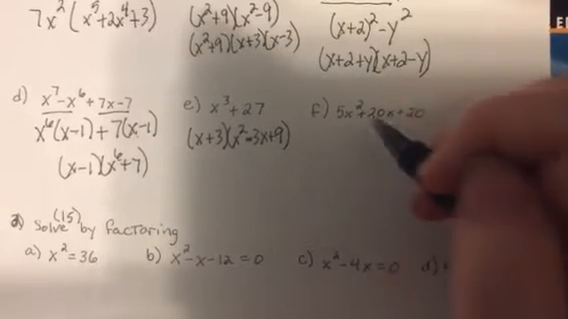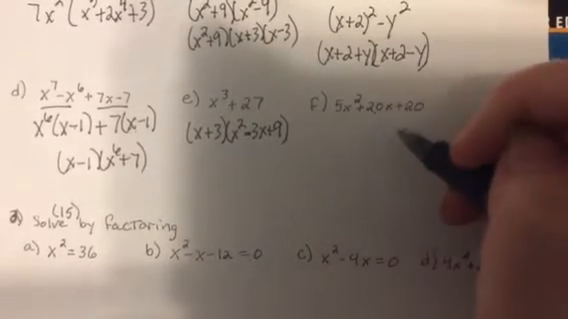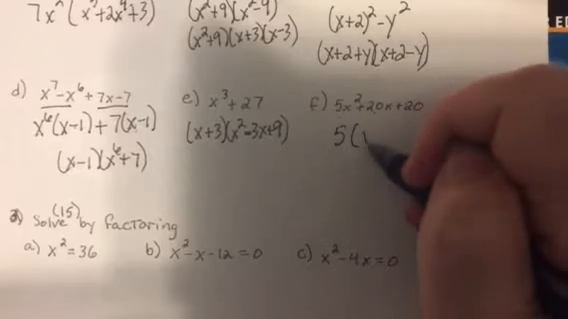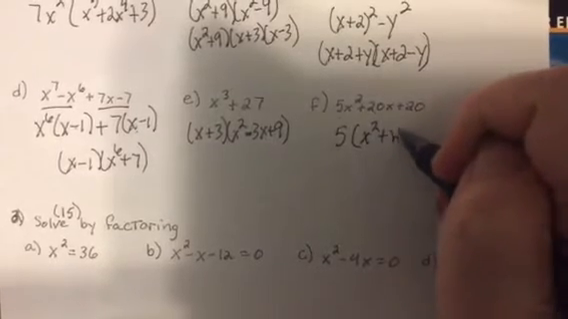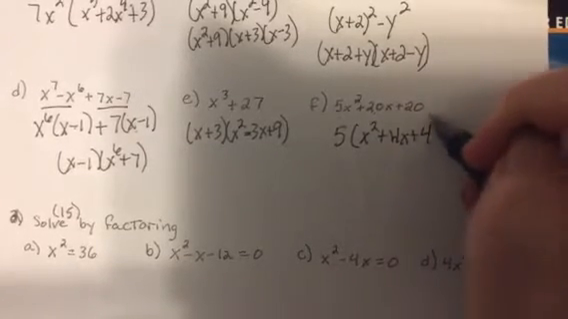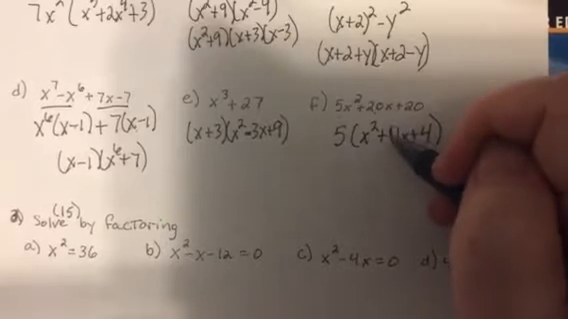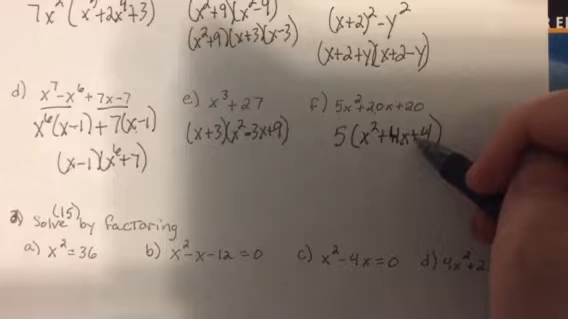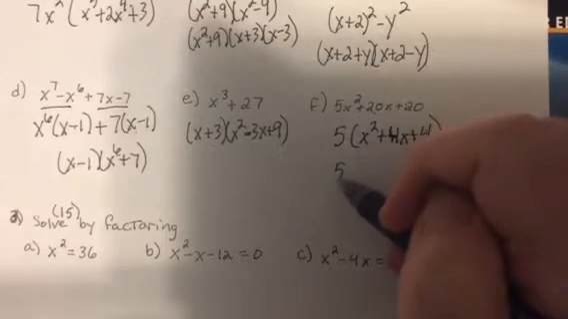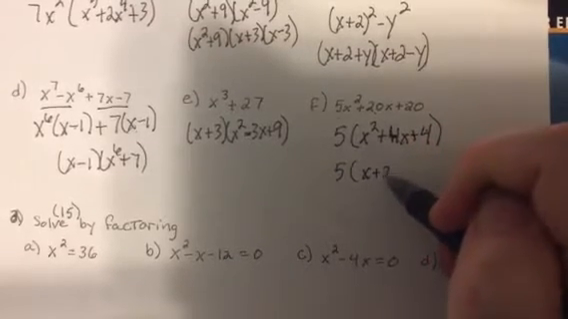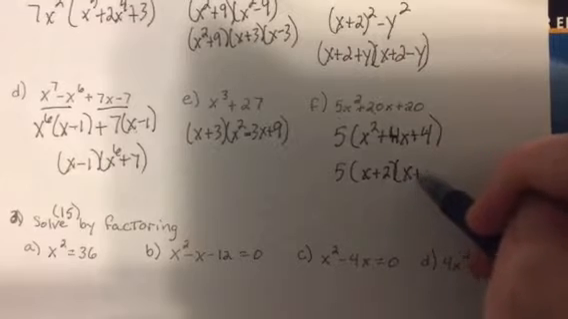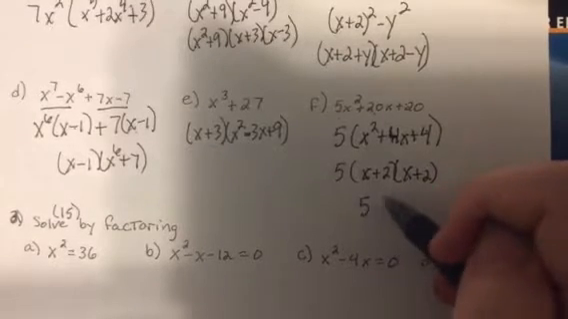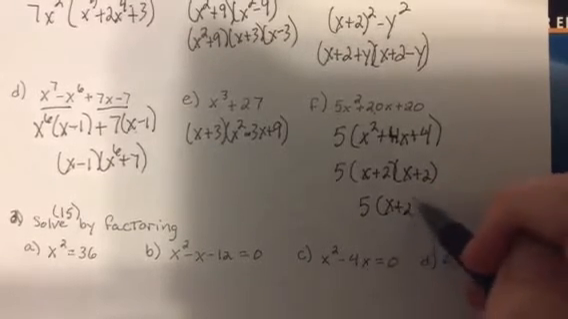GCF. That's the thing people always forget, but 5 is common to every term. So it'd be x squared plus 4x plus 4. Then, can I factor this trinomial? Oops, that's a horrible 4. Then it's what are the factors of 4 that add up to 4? So how about 2 and 2? Boy, do I have to sneeze. So it'd be 5x plus 2 squared.